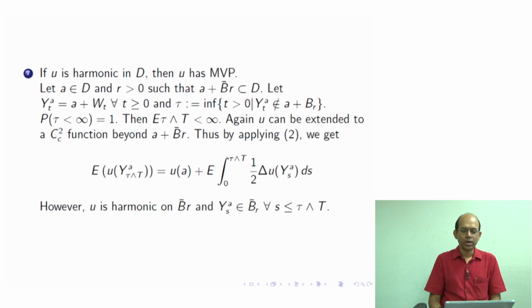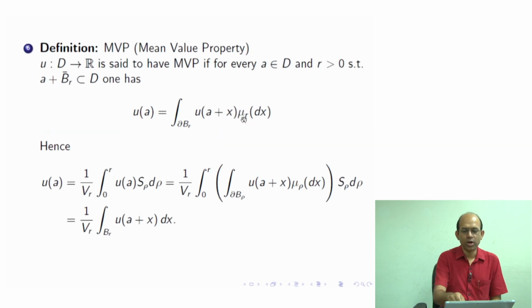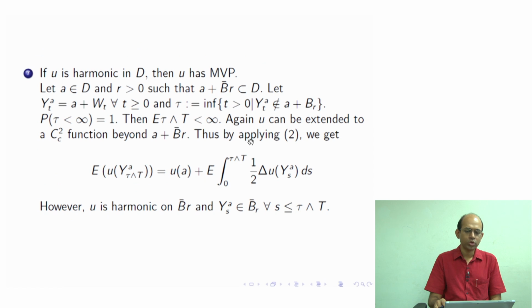One can say that the mean value property involves mu r, which came from Brownian motion, but actually we know that this measure mu r is nothing but the normalized surface area measure. So this is an analytical property. We are going to prove this statement, which is a topic of analysis, using stochastic process theory, whatever we have learned till now.